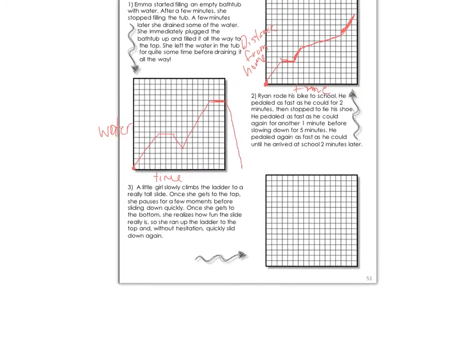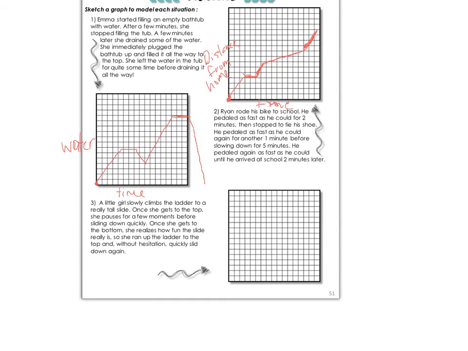Number 3, a little girl slowly climbs a ladder to a really tall slide. Once she gets to the top, she pauses for a few moments before sliding down quickly. Once she gets to the bottom, she realizes how fun the slide really is, so she ran up the ladder to the top without hesitation, quickly slid down again.